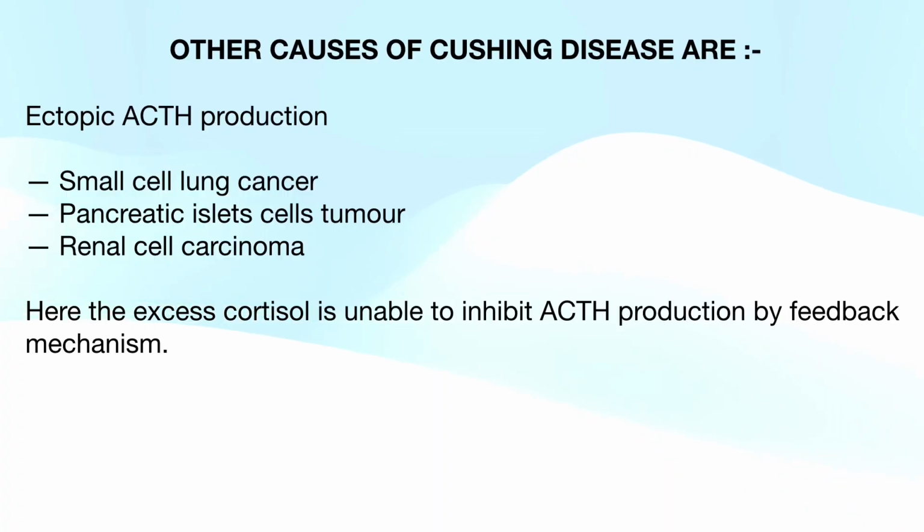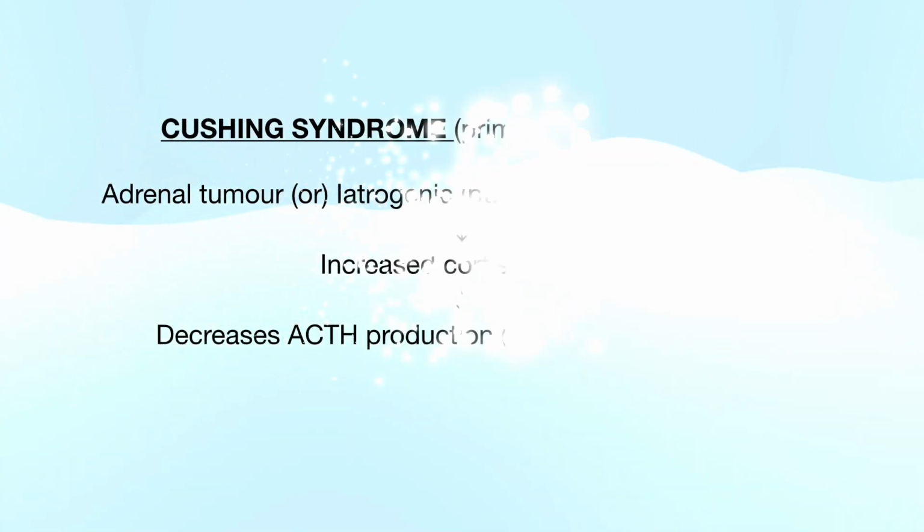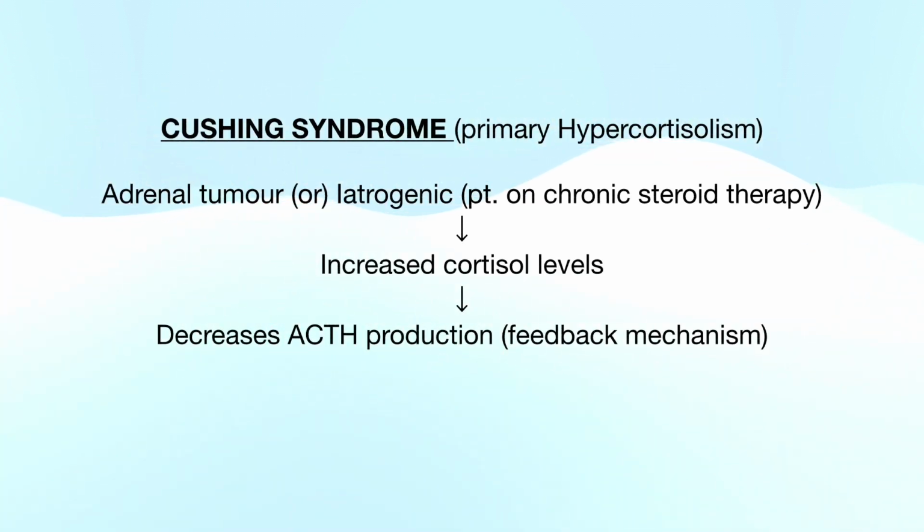Ectopic ACTH production is another cause for Cushing's disease. The most common causes are small cell carcinoma of lung, some pancreatic tumors, renal cell carcinoma. The excess cortisol in these cases is unable to inhibit ACTH production through feedback mechanism. In case of Cushing syndrome, which arises due to an adrenal tumor or iatrogenic, the raised cortisol levels is able to decrease ACTH production through feedback mechanism.